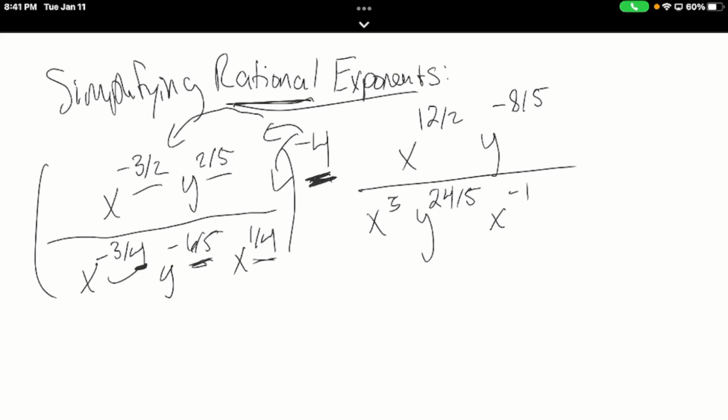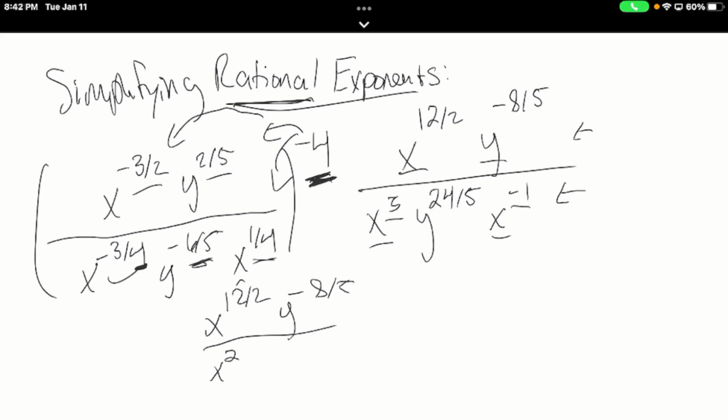So now I want to work on each level. Is there anything the same on the top? Well, no. I've got a base of x and a base of y. But on the bottom, I've got two x's, so let's combine them. If they're on the same level, I'm multiplying. If I multiply two of the same bases, I'm going to add their powers. So I'm going to rewrite what I have on the top down here. I've got x to the 12/2, y to the negative 8/5 over x to the third times x to the negative 1 gets me x squared. I have a y to the 24/5 remaining.